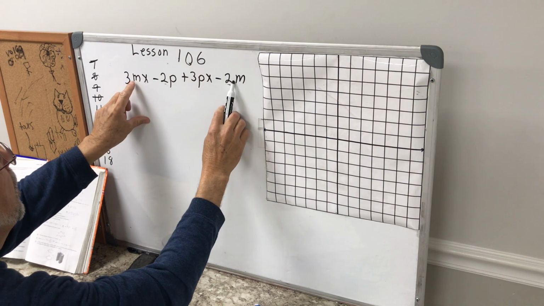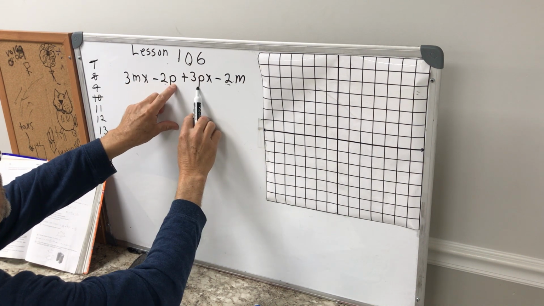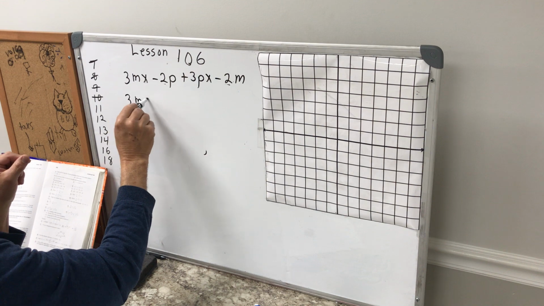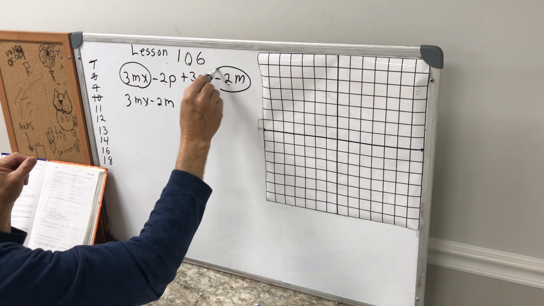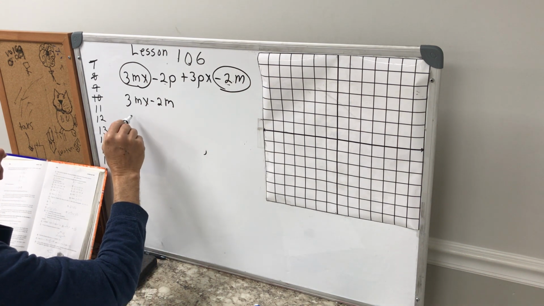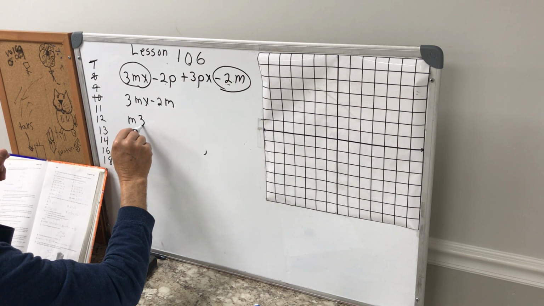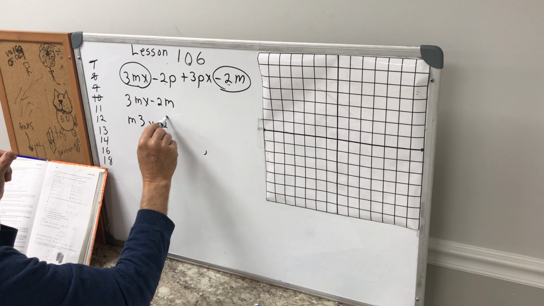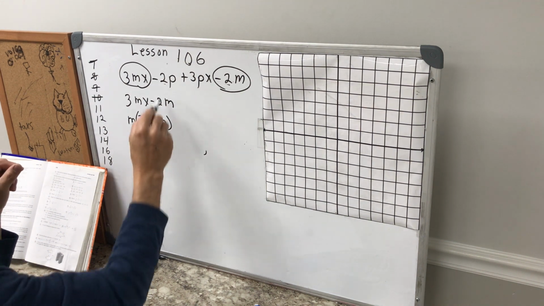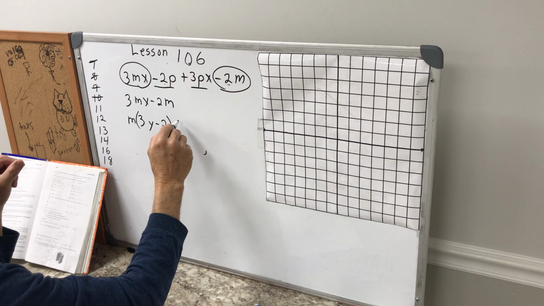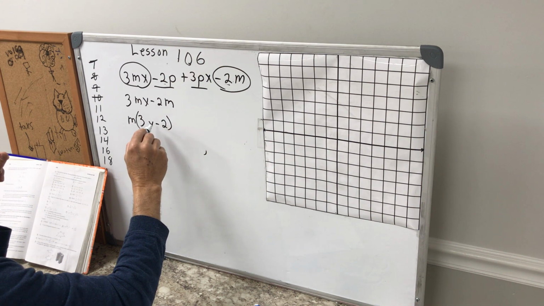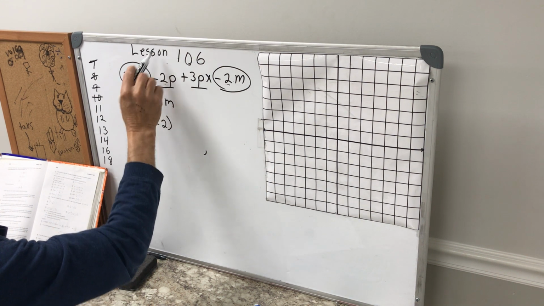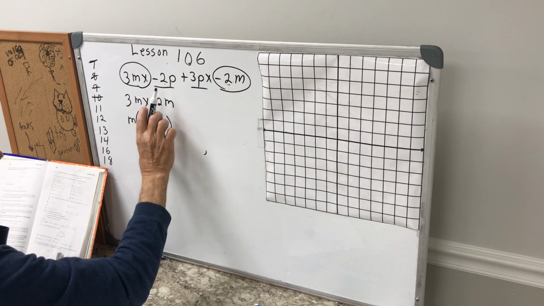The m's and the p's are pairs. All right, let's try this. 3mx negative 2m. That was this one and this one. So I factor out the m. I end up with a 3y negative 2. Correct? All right, so let's pair these two up. Now you can change these around, so let's see if this works. 3y. Oh, it's x. Okay.